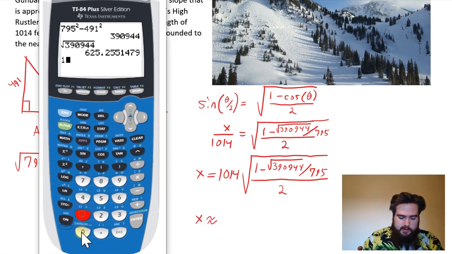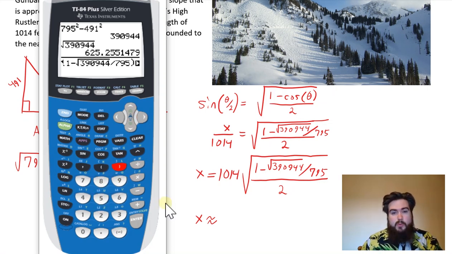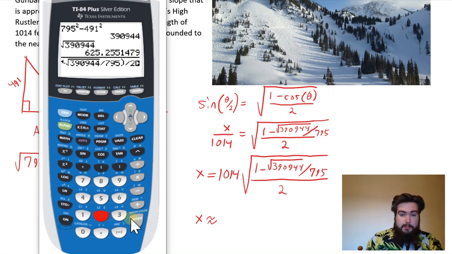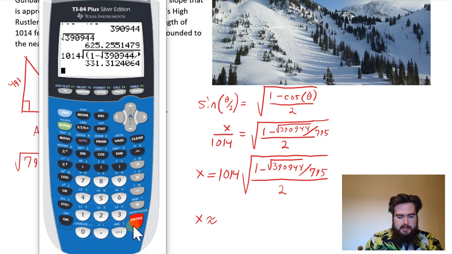Therefore, we'll have 1014 times the square root of 1 minus the square root of 390,944 divided by 795. That 795 is not beneath the square root of 390,944. And then I'll divide that by 2. That division by 2, though, is underneath the first square root. Just be careful about all your parentheses and where values are. And here we get about 331 feet.